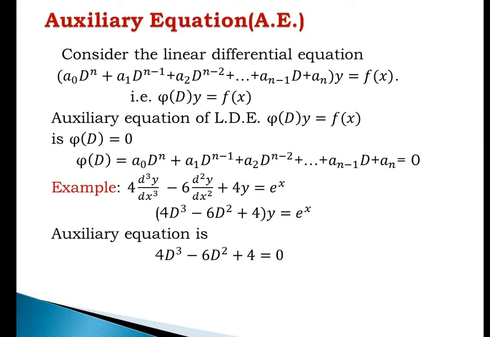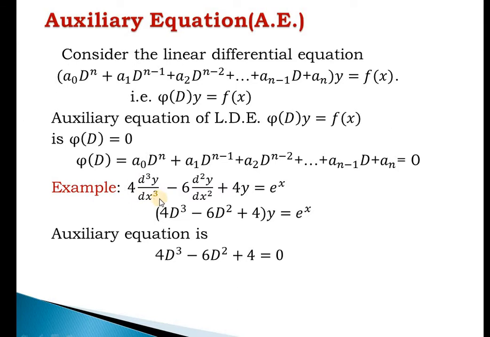Now we see the auxiliary equation. So what is the auxiliary equation? For every differential equation, we can write phi of D into y is equal to f of x. Then the coefficient of y, which is a polynomial in D, if we equate it to 0, we get the corresponding auxiliary equation.